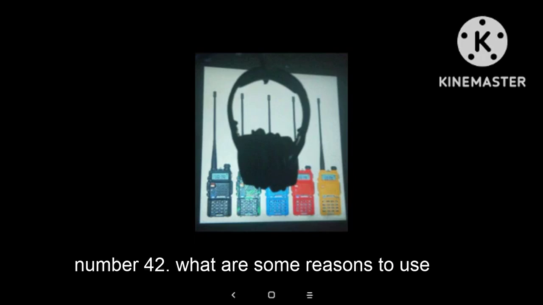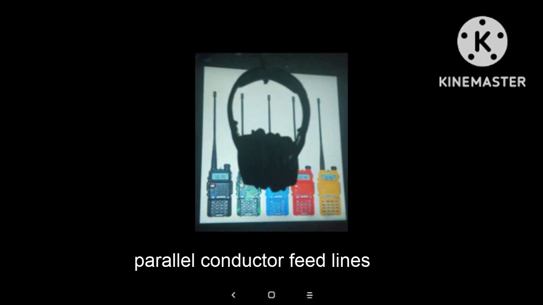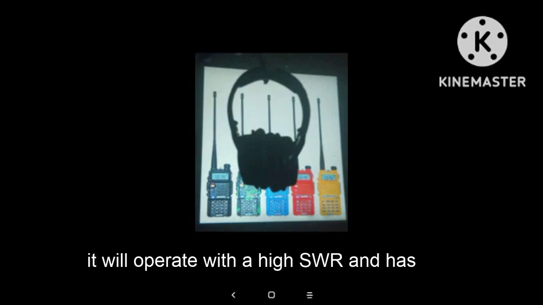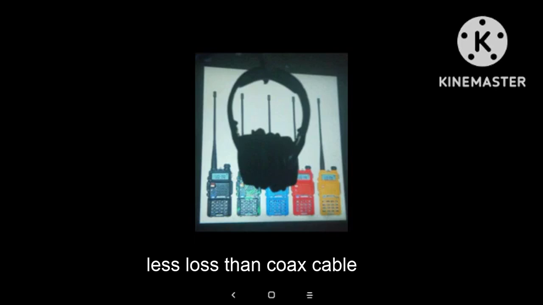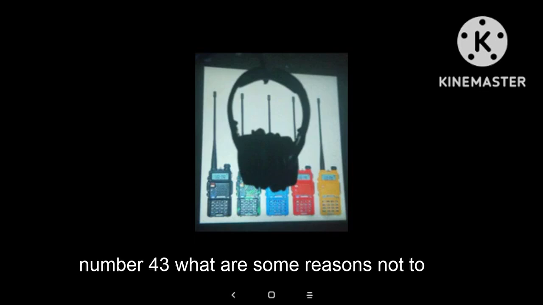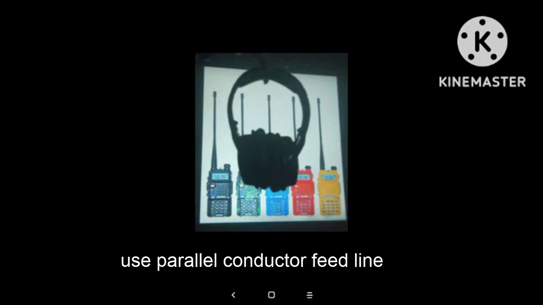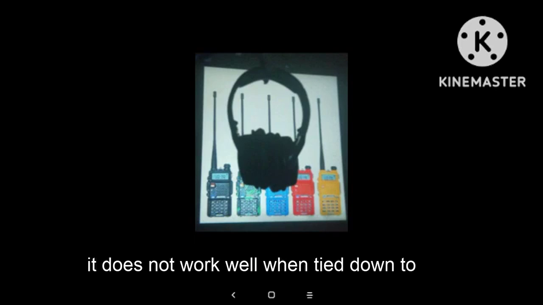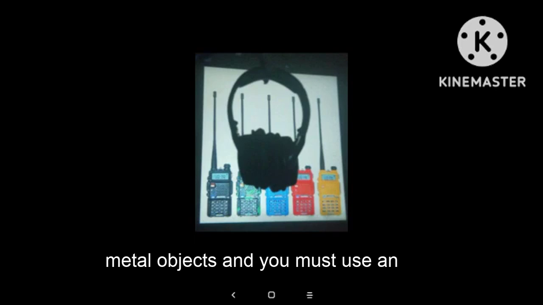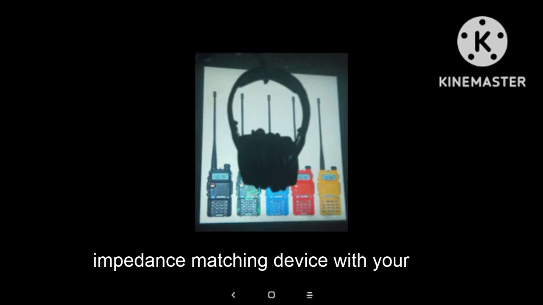Number 42. What are some reasons to use parallel conductor feed lines? It will operate with a high SWR and has less loss than coax cable. Number 43. What are some reasons not to use parallel conductor feed line? It does not work well when tied down to metal objects, and you must use an impedance matching device with your transceiver.